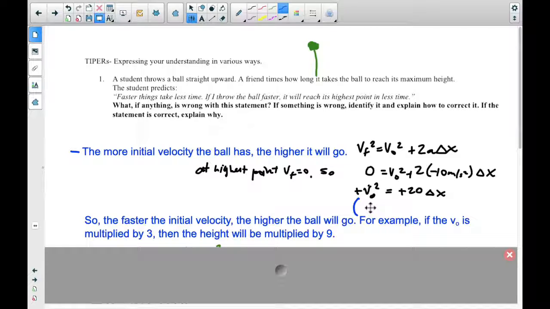So what I'm saying is if we had a 3 times initial velocity and we squared that, it would give us 9 times the height. And so the faster we throw the ball, the higher it's going to go.